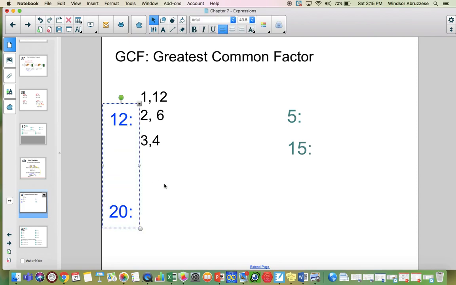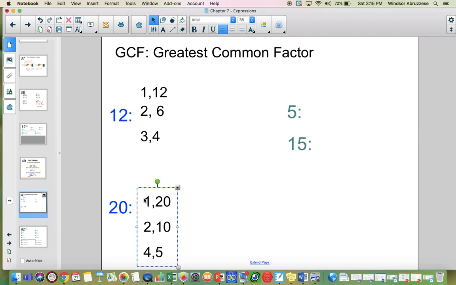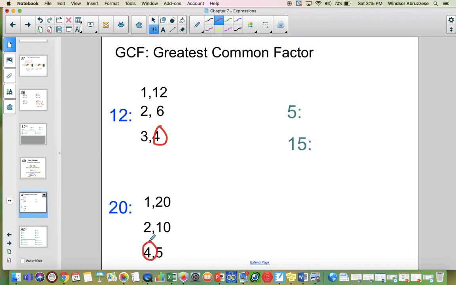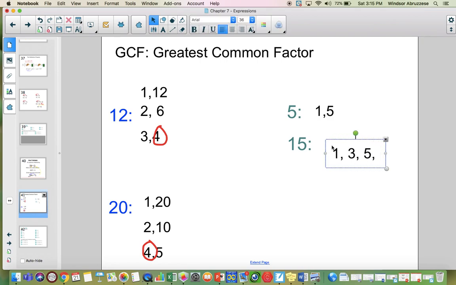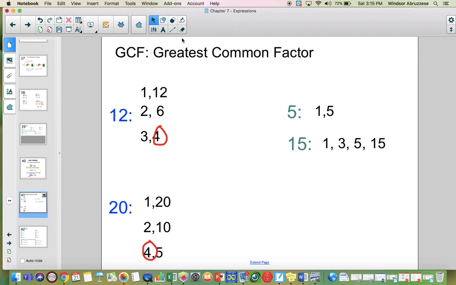Let me move this down. Now, what are the factors of 20? Well, I could do 1 times 20, 2 times 10, and 4 times 5, right? 3 doesn't work, 6, 7, 8, 9, nope. So looking at the factors of 12 and 20, what is the greatest factor that they have in common? And it would be lucky number 4. What about if I asked you for the GCF of 5 and 15? Well, let's list out the factors of 5. 5 has 1 and 5. That's it. 15 has 1, 3, 5, and 15. So the GCF here would be lucky number 5.